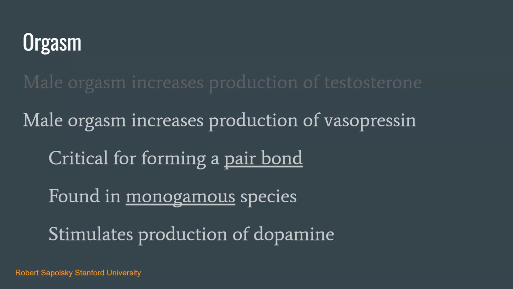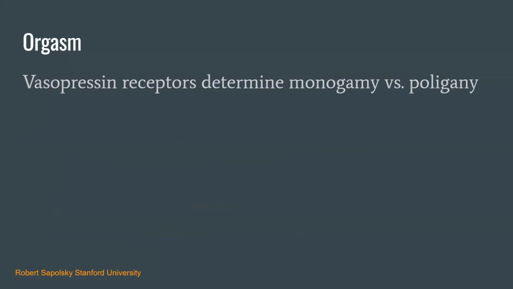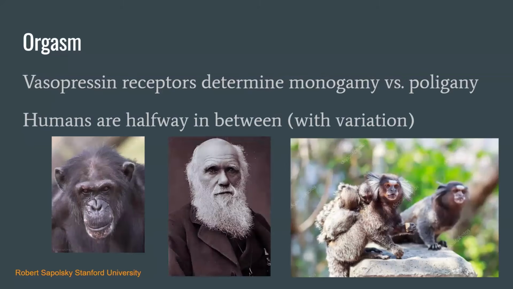And it also stimulates the production of dopamine. Dopamine is a drug that's produced in the body to help train the brain to do things. So when you do something that's good for you and good for your microbiome, you produce dopamine and it trains you to want to do that thing again. All right. So having an orgasm makes you want to have another one. And vasopressin receptors also determine monogamy versus polygamy. Humans, it turns out, have half the vasopressin receptors of a chimpanzee, but twice as much as a marmoset. So we're right in the middle.